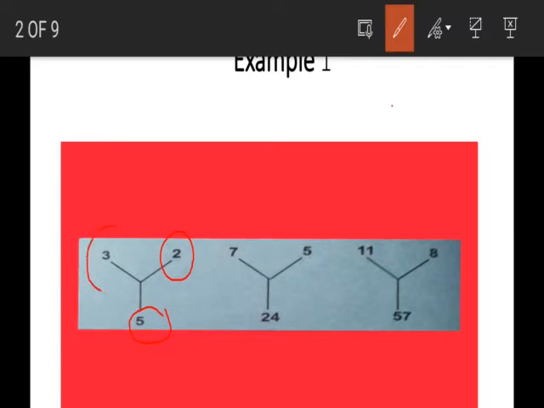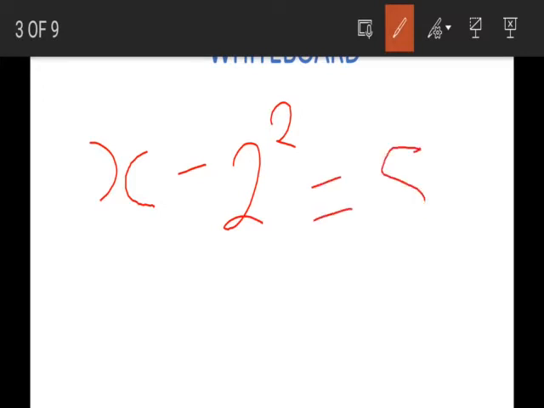Let's solve for 3. Assuming this 3 was not given, how do we get our 3? This is what we simply do. In place of 3, you replace it with x. You have it as x minus 2 square, which is the 2 at the top, is equal to the 5 at the base, which is at the bottom of Y.